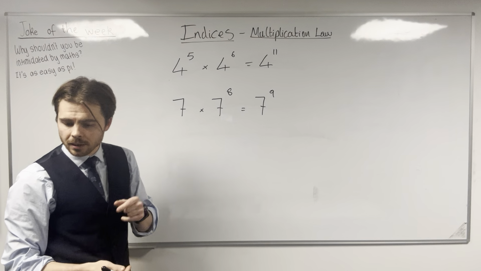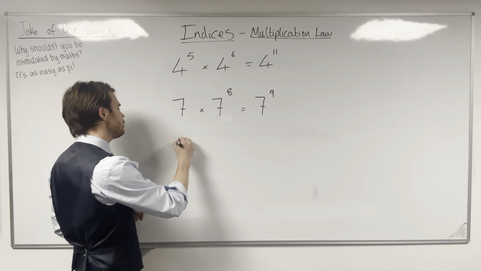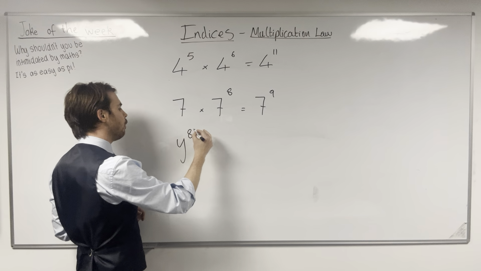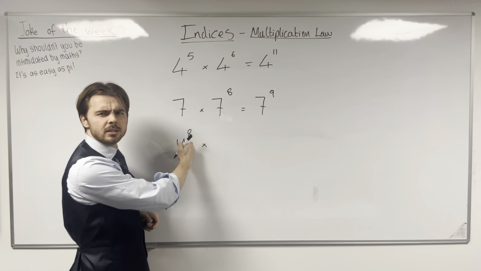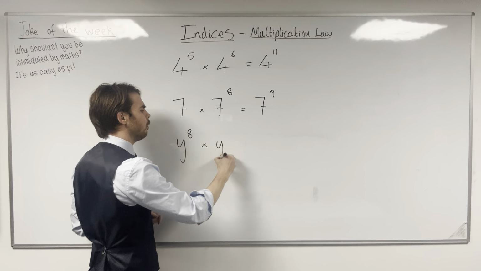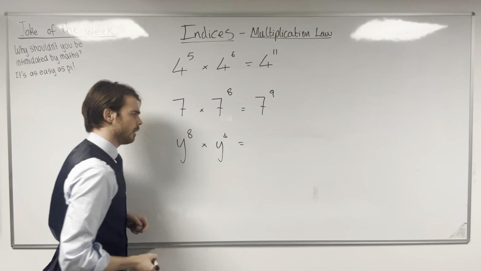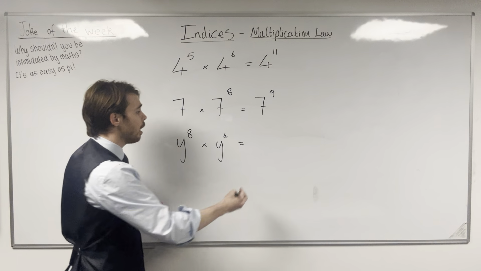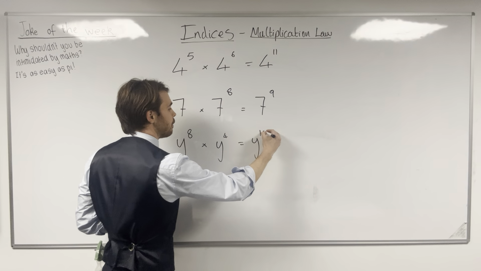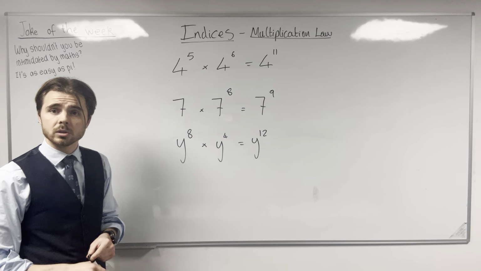Okay, then the next one, we have y to the power of 8 multiplied by, sorry, did I say 8? I meant y to the power of 4 here. There we go. And then we've got the same thing. I've got 8 y's, I've got 4 y's. I'm going to add the powers to have 12 y's altogether.